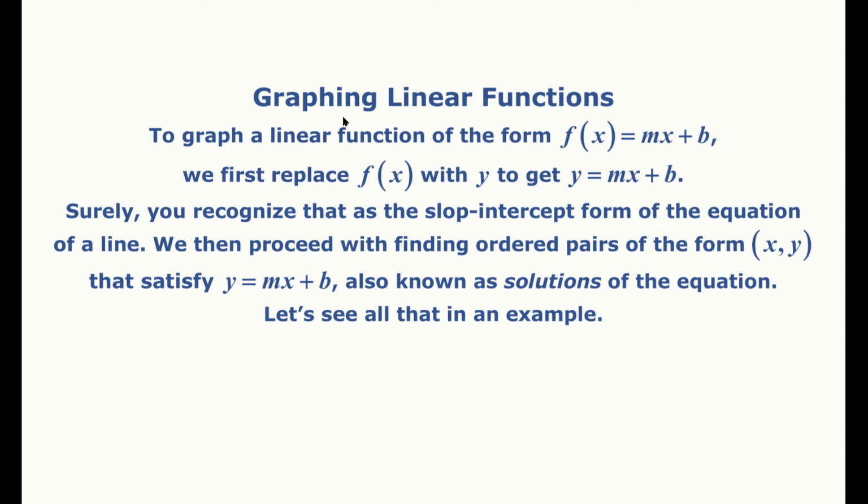In fact, to graph a linear function of the form f of x equals mx plus b, all we have to do is replace the f of x with y, and we'll end up with y equals mx plus b, which is the familiar slope-intercept form of the equation of a line. Then we'll go ahead and proceed by graphing that equation, which we already know how to graph, we do so by plotting points of the form x, y. We call the solutions of this particular equation, which is a linear equation in two variables. Let's see all of this in an example.